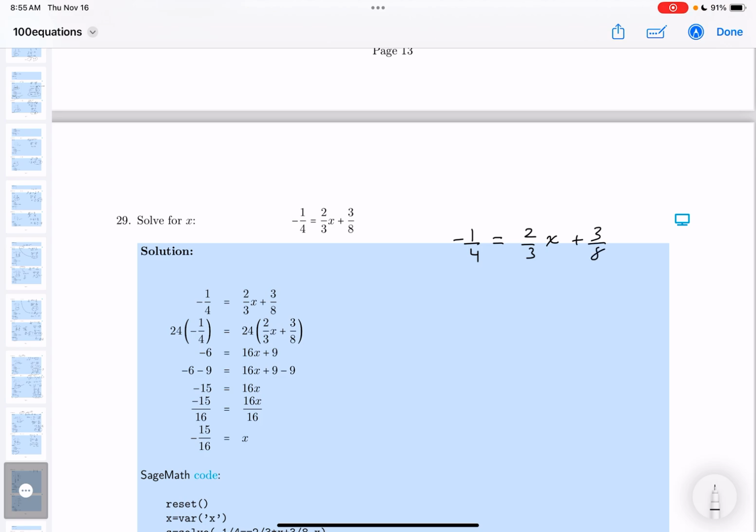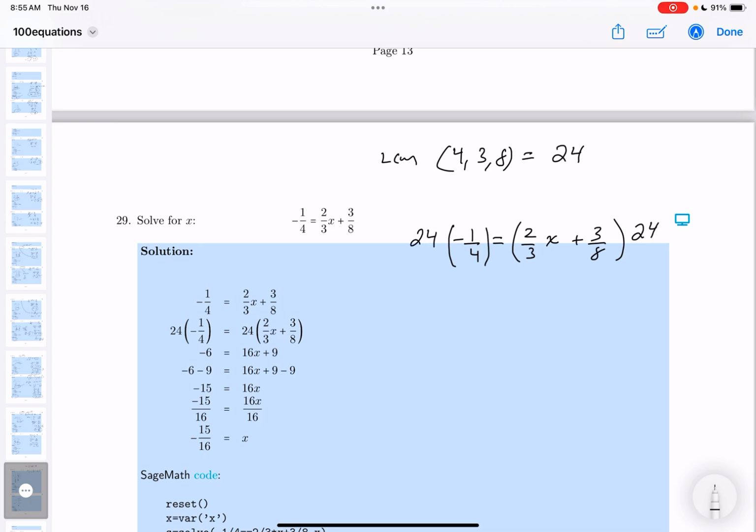If I were looking at those denominators, you're looking at the denominators of 4, 3, and 8, and the least common multiple between those denominators is going to be 24. So that's what's known as an LCD, all right? What I'm going to do here is multiply both sides by the LCD, which is 24.